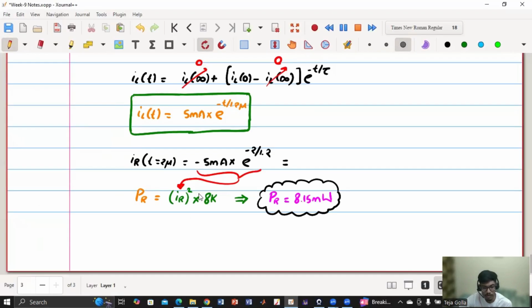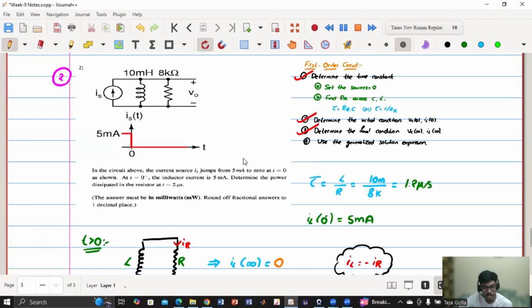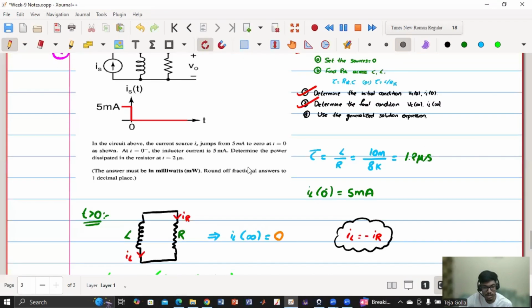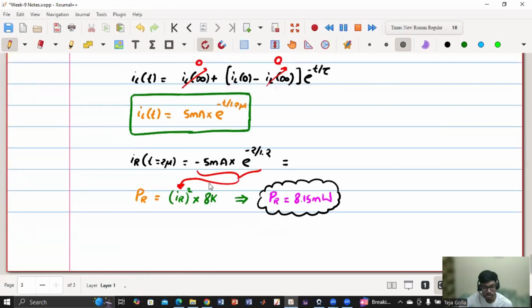Whether you have done the square and multiplied by 8K, right? We are calculating the dissipation. Yes, sir. Okay, check it. I'll also check again because I don't have a calculator with me right now. I have to use it later.